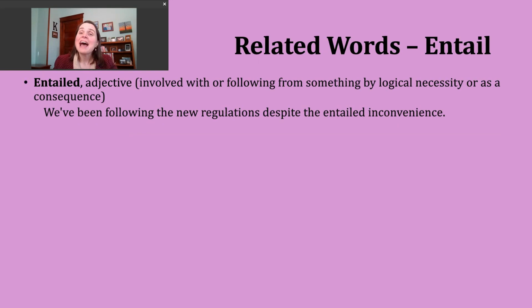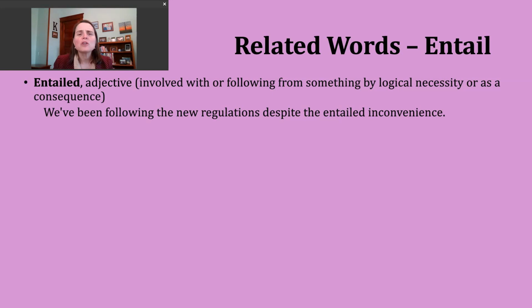Now we're going to spend just a moment looking at one related word. And I want to point out that entailed, which might look like the past tense or the participle form of our verb here, can also be used as an adjective. When we use the word as an adjective, it means involved with or following from something, and following by logical necessity or as some type of consequence. And that word consequence usually has a rather negative meaning, so we might think kind of a negative result and something not so good that will happen as a result. So let's take a look at this word as an adjective in a sentence.